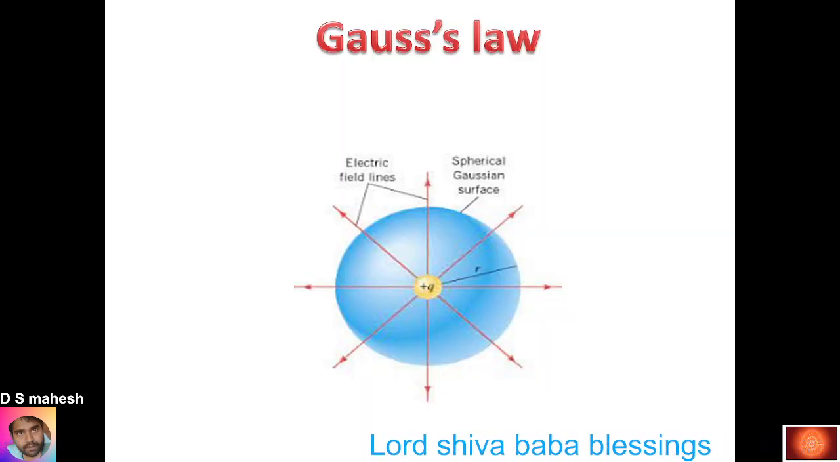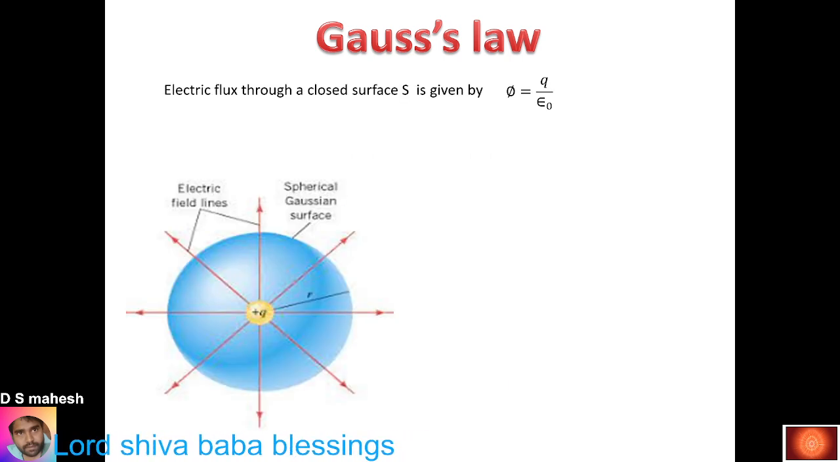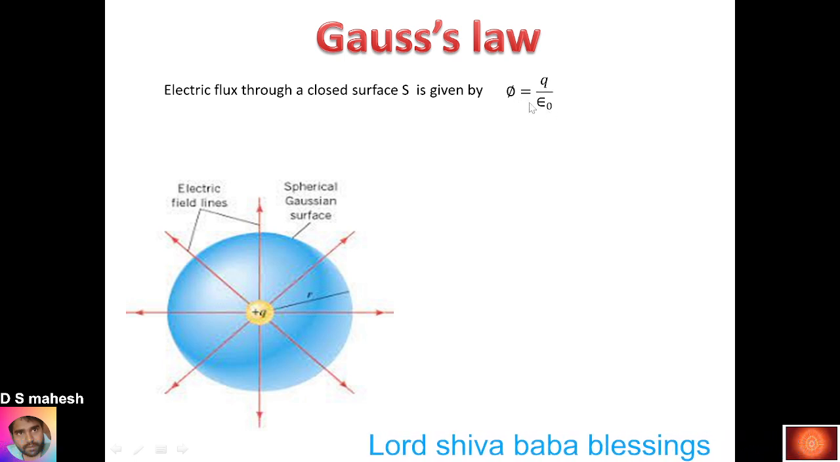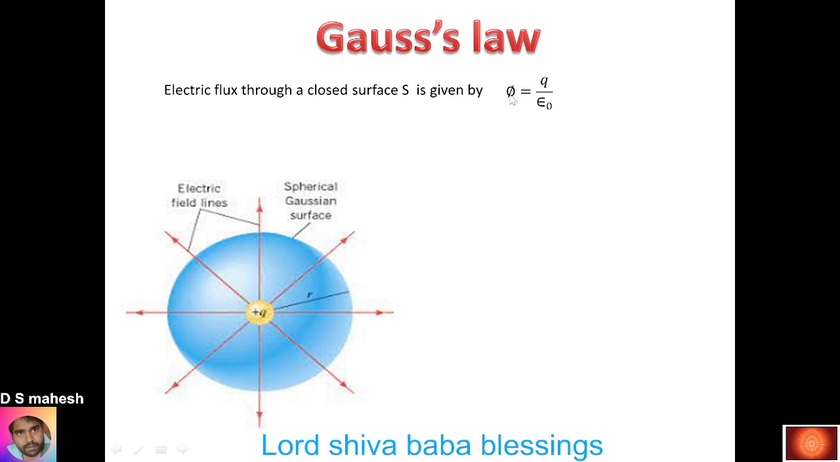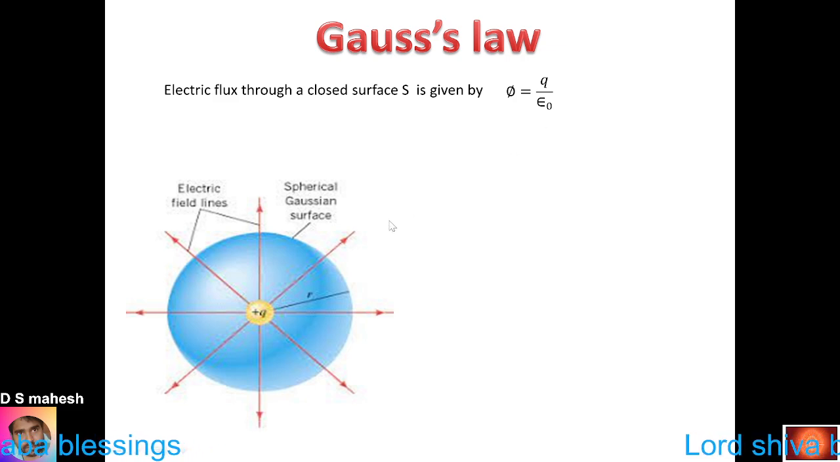Namaste one and all. So let us consider the concept Gauss law. So the Gauss law states that the electric flux through a closed surface S is given by phi, which is equal to Q divided by epsilon naught, where phi is the total number of flux lines, Q is the charge enclosed by the Gaussian surface, and epsilon naught is the permittivity of the free space.